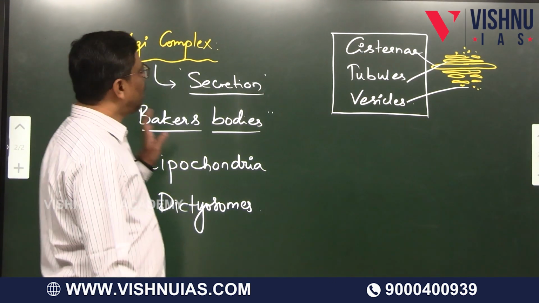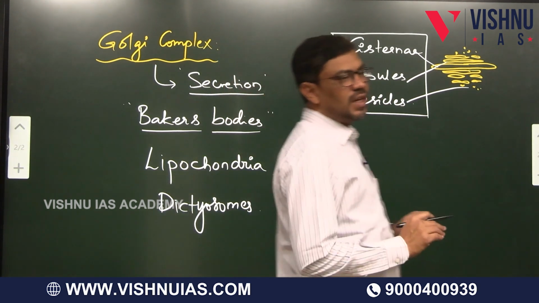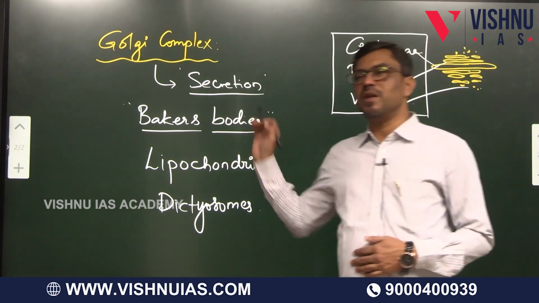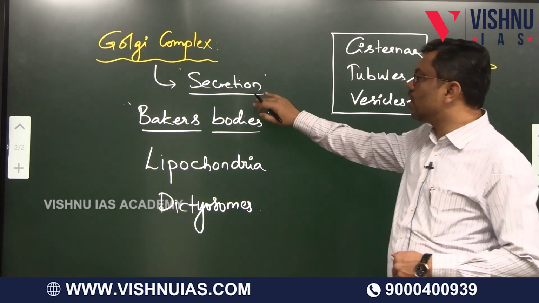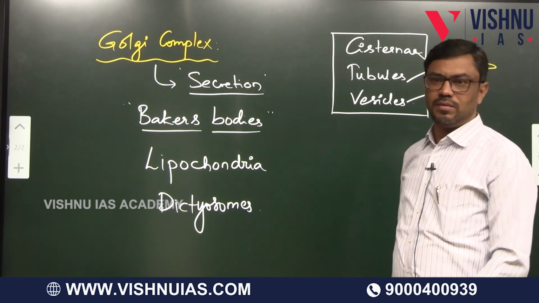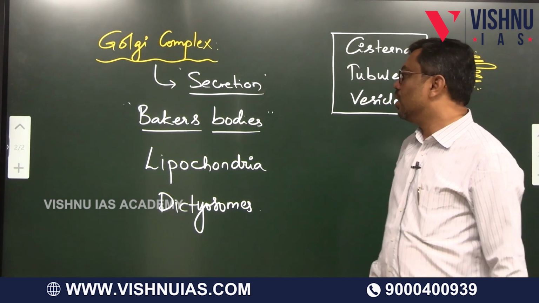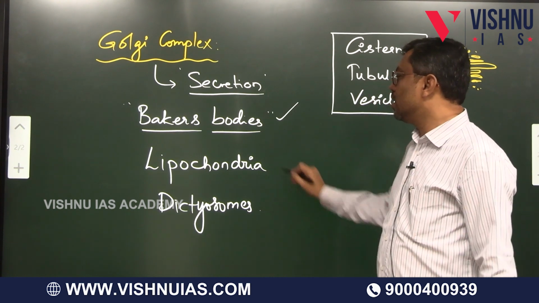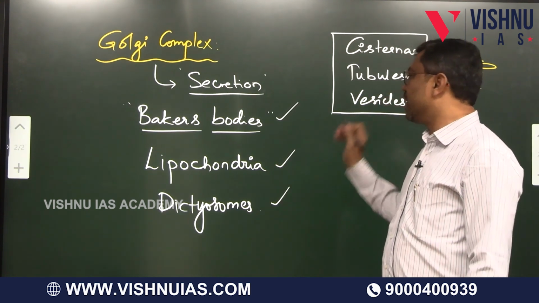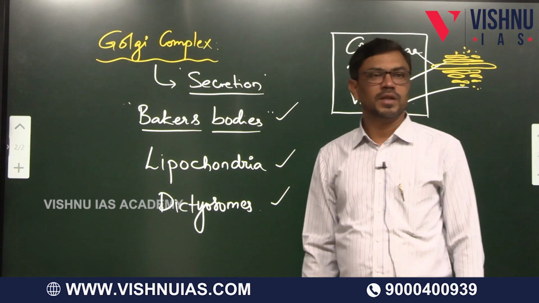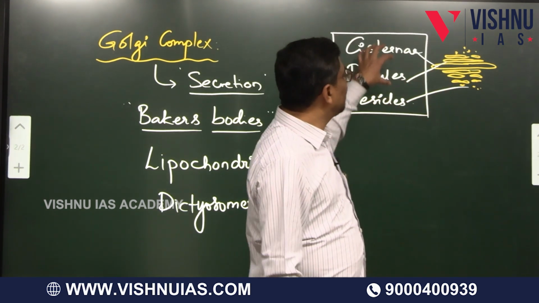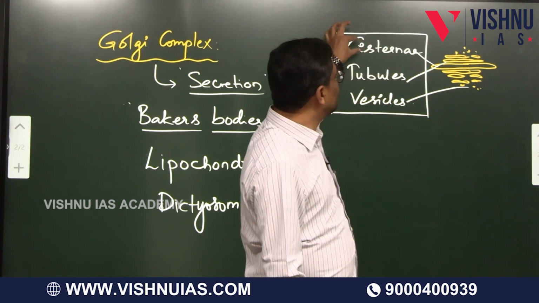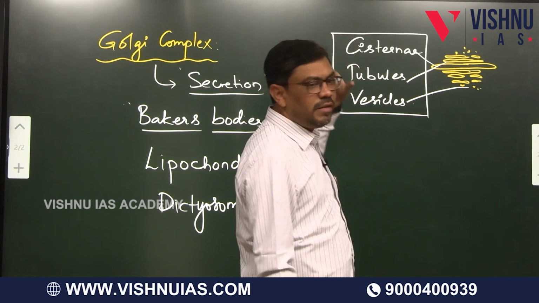So, simply you remember Golgi complex, the main function is secretion. It releases some chemicals which are useful for protein synthesis, protein formation. These are also called as Baker's bodies, lipochondria and dictyosomes. And these are the components of Golgi complex. Just to remember this terminology: cisternae, tubules and vesicles.